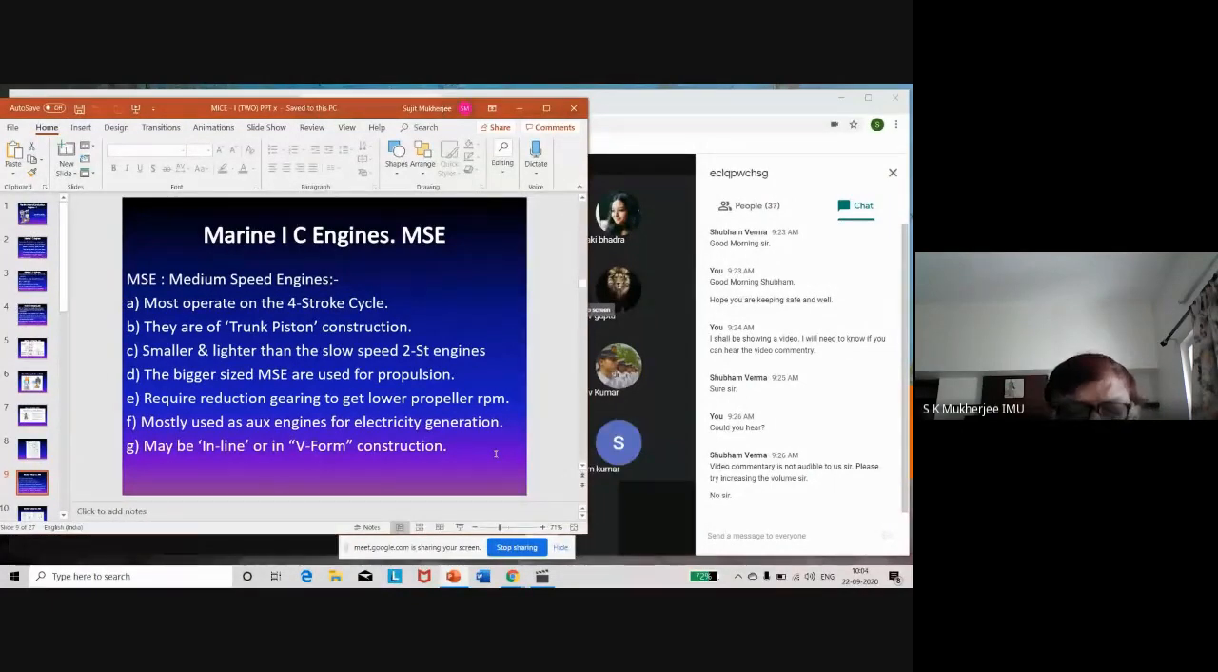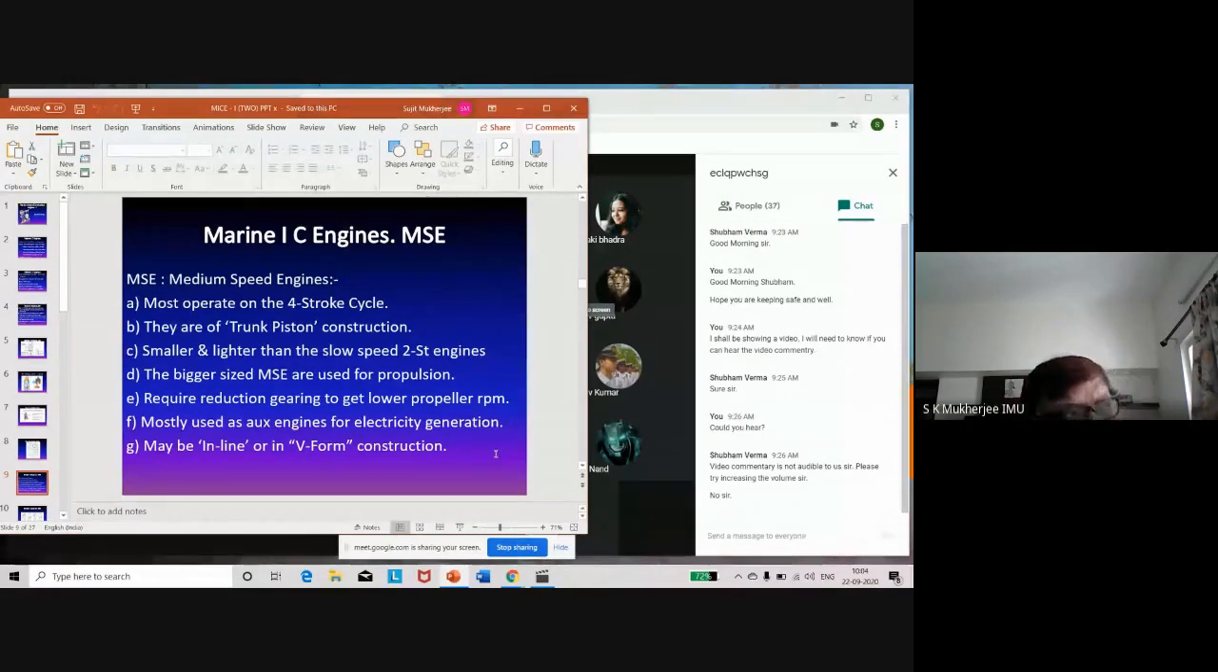The advantage is the ship owner can choose a medium speed engine. The shipyard will choose the propeller depending on the dimensions of the ship, and then the shipbuilder will decide what is the best suited reduction gearing. So there is no separation of the two. They can be connected by means of a reduction gearing, and the ship owner can choose his medium speed engine.